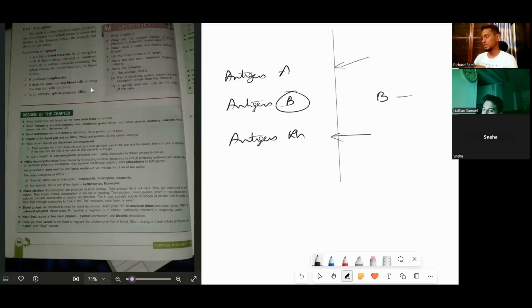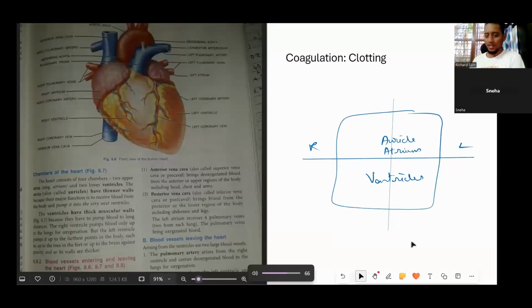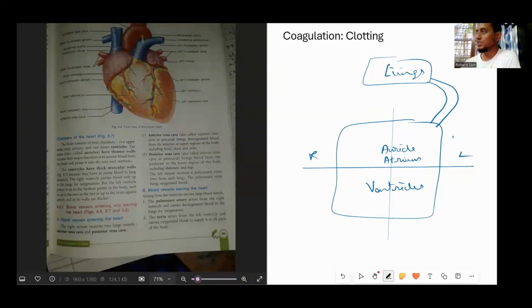That's the important part. All right, so your heart is divided into four chambers. This is the right auricle, then this is the left auricle, then here the right ventricle and the left ventricle. From the lungs, oxygenated blood enters into the left auricle. Then from the left auricle, the blood goes into the left ventricle. We're just seeing the direction of the blood flow throughout the heart. Then we'll see the names of all these vessels.